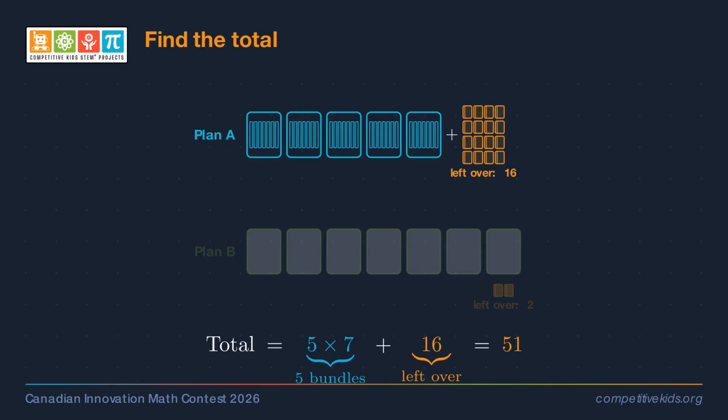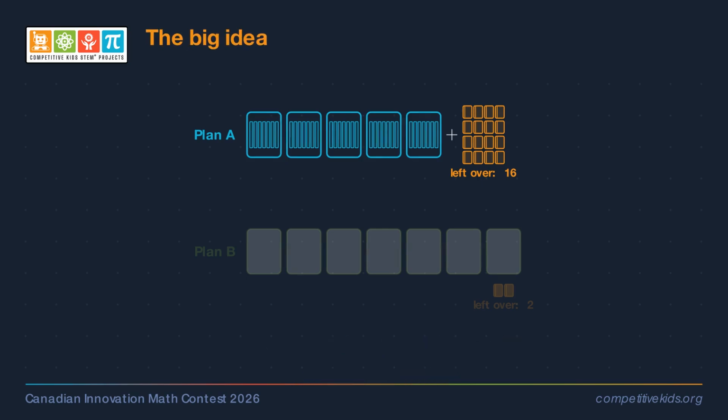Use Plan A. 5 bundles hold 7 books each. That is 35 books, plus the 16 left over. The total is 51 books. This is the difference trick.